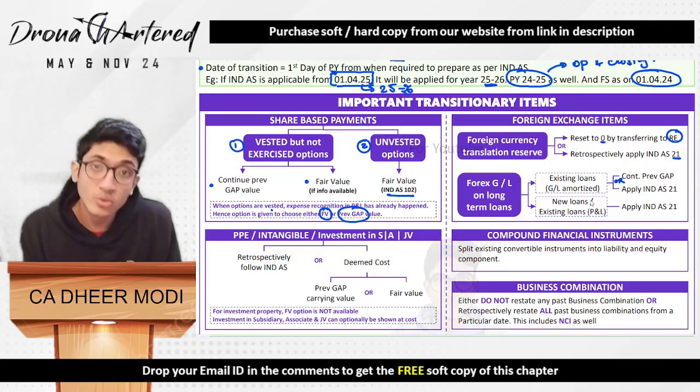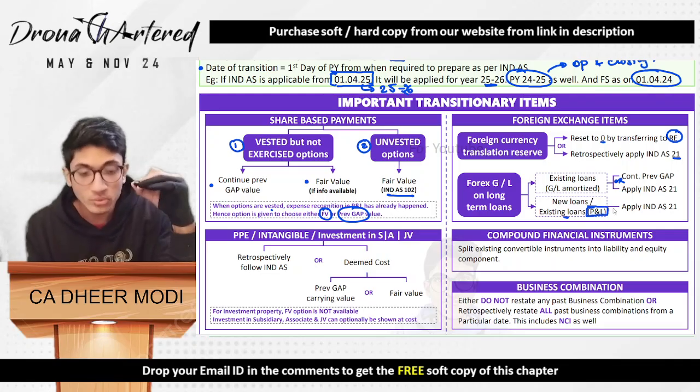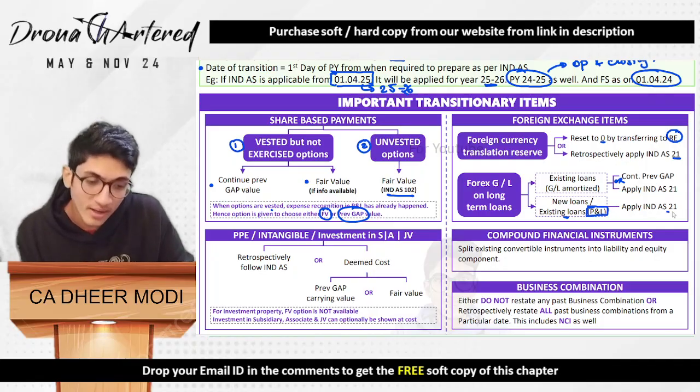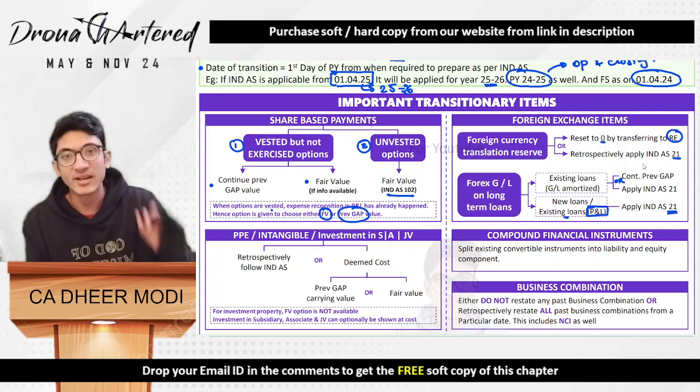However, if there are any new loans or existing loans which were adjusted against P&L, for that you will have to apply IND AS 21. You do not have an option to continue the previous GAAP value.